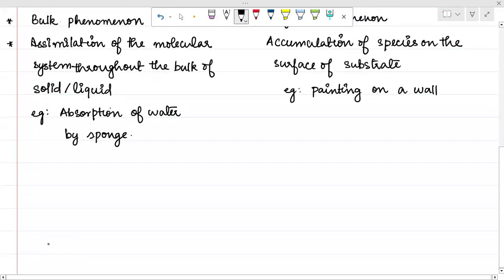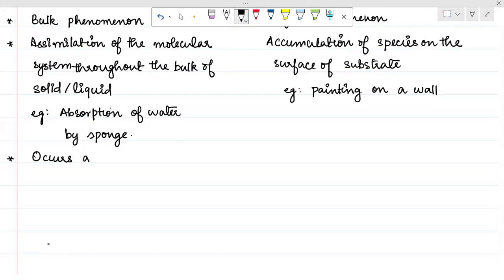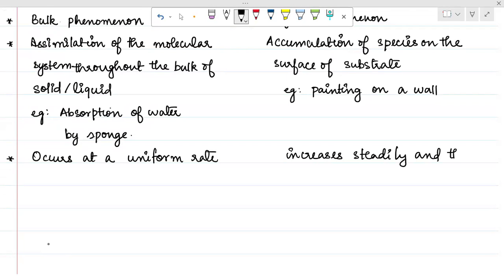Next point. Absorption occurs at a uniform rate, while adsorption increases steadily and then reaches equilibrium. Why does it reach equilibrium? We'll see that.